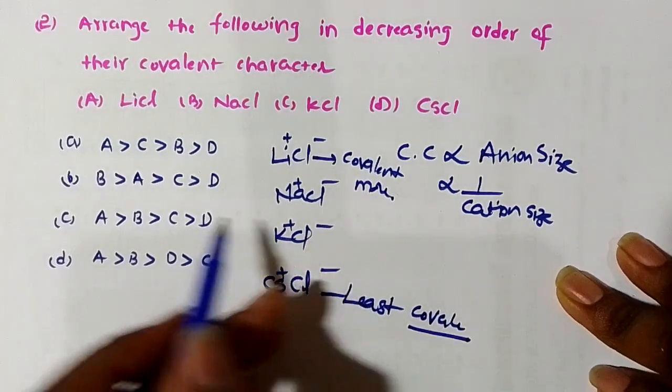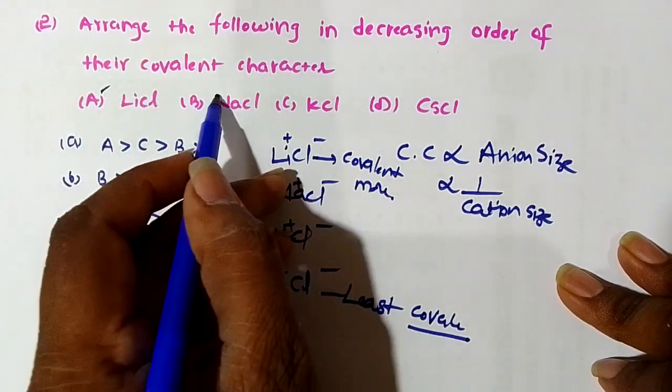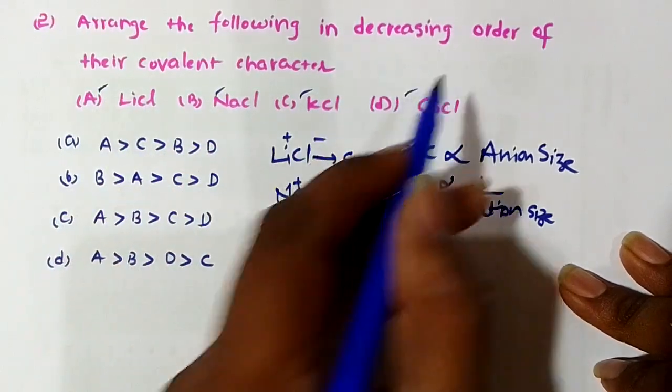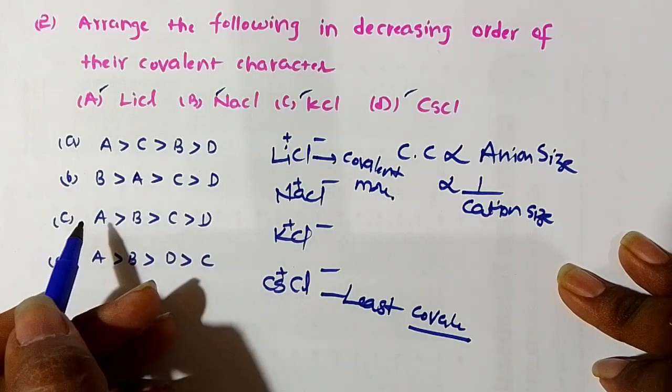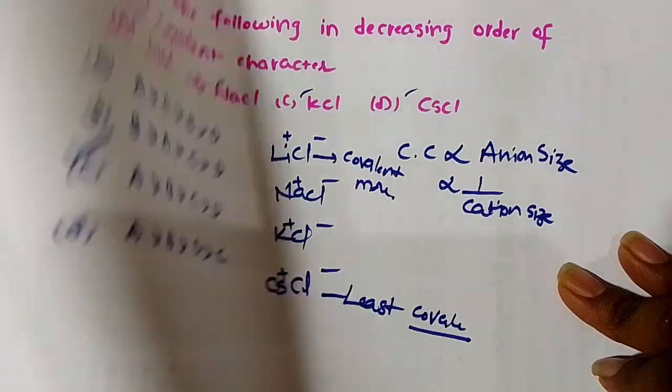Now the most covalent character is LiCl, A, followed by NaCl, KCl, CsCl. So the order is ABCD. Answer is C. Next question.